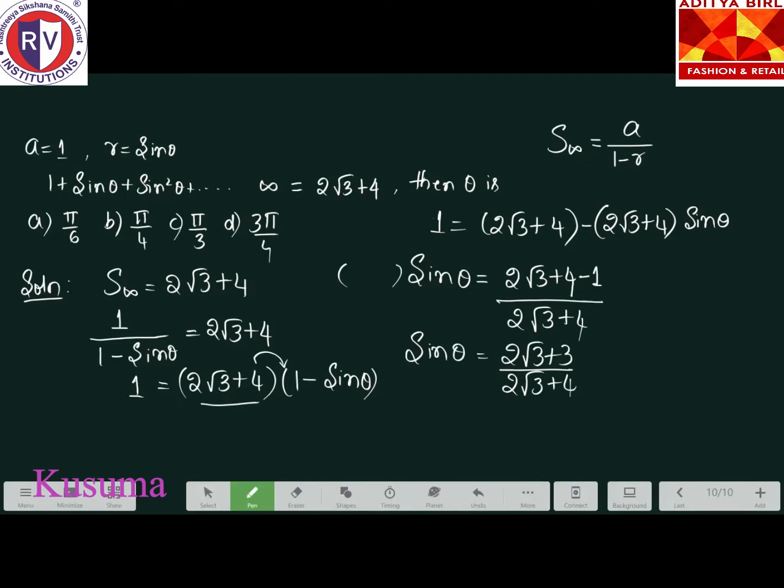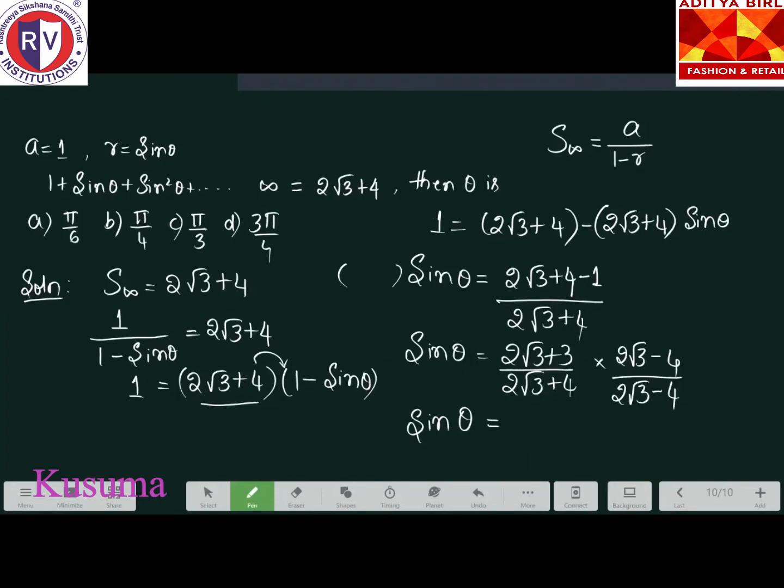Multiply and divide by 2 root 3 minus 4. Yes, always we have to rationalize the denominator. So this will be into 2 root 3 minus 4 divided by 2 root 3 minus 4. We have to multiply and divide by 2 root 3 minus 4 here. Can you people simplify this and tell me what is the value of sin theta you get?